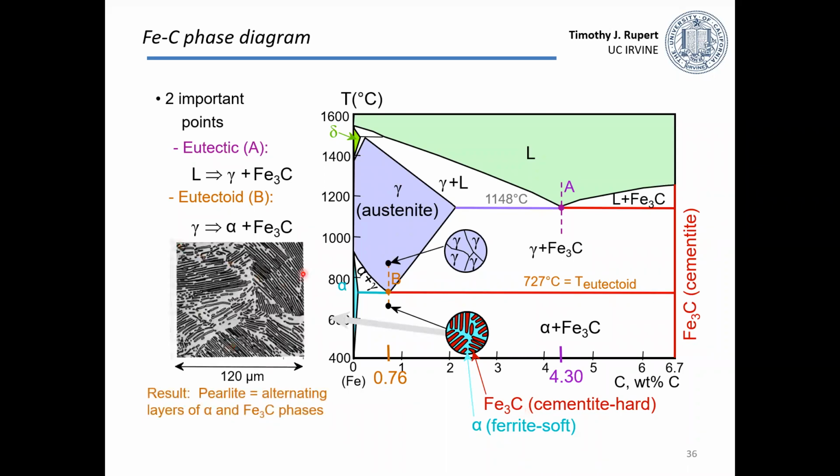And a real microstructure is shown here on the left. This is actually so common that this mixture of these two phases is itself given another name. This is called pearlite, alternating layers of alpha iron and this Fe3C cementite phase. Okay. So it's really common. We actually want to give it its own name.